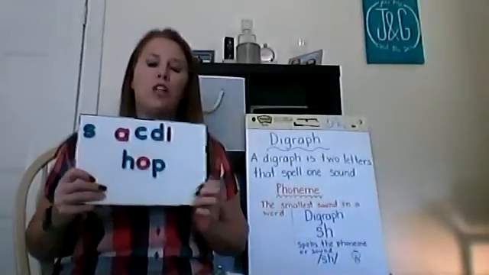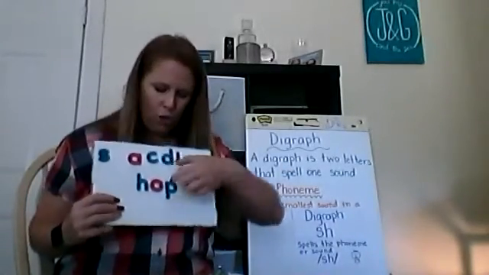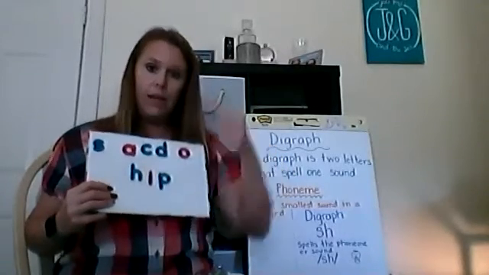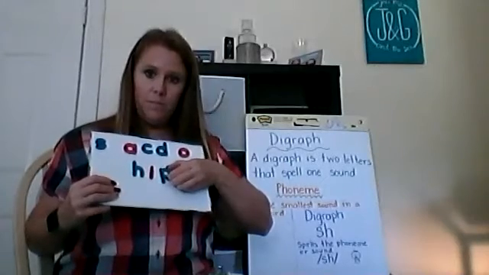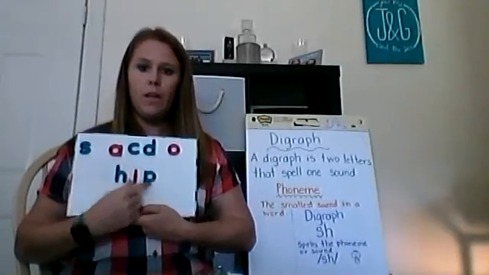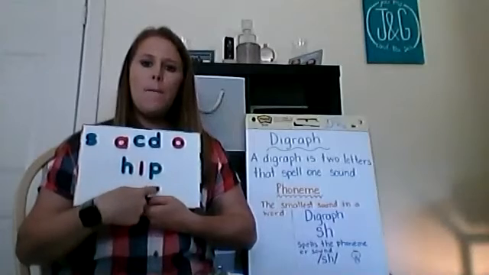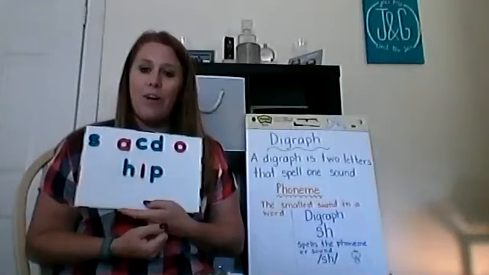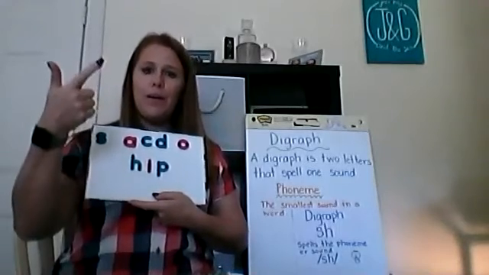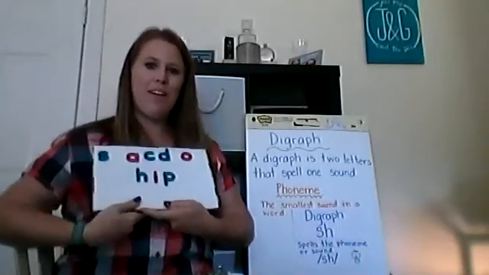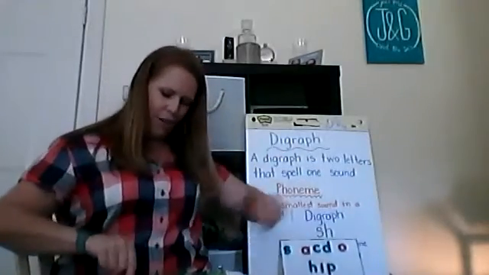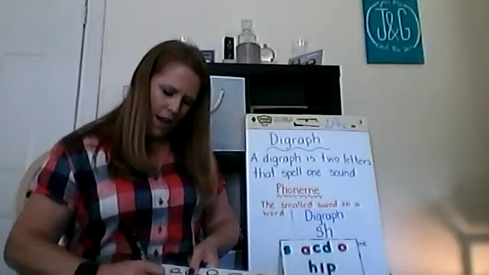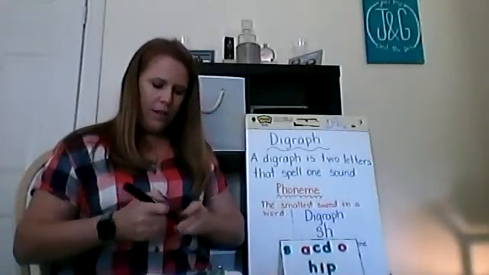And I am going to change my middle vowel sound again. So I'm going to take my O away and I'm going to replace it with I. Now let's see what we have here. Hip. Good, hip. That is our new word, hip. So hip. Good, let's write our word down on our board or on our papers. All right, H-I-P.